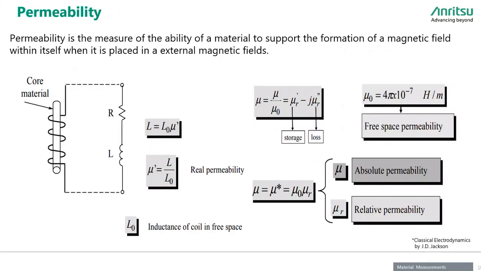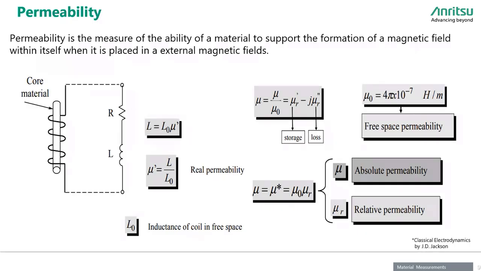Now, the other part is the magnetic property, or permeability, as we call it. Permeability is a measure of the ability of a material to support the formation of a magnetic field within itself when it is placed in a magnetic field. That means if I put a material inside a magnetic field, two scenarios are there. Either there is no change in the magnetic field, or the material itself will induce a magnetic field within itself. So that's how it changes with respect to the external magnetic field.